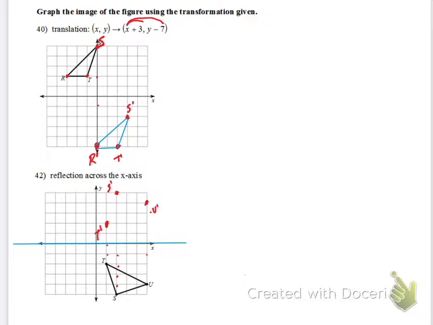And that would be U prime. Connect our dots here, and you should be good to go, as long as I did this right. Let me double check my work because it doesn't look really good, but yep, that's right. So that is good to go.